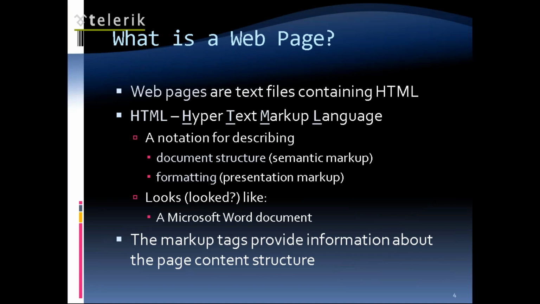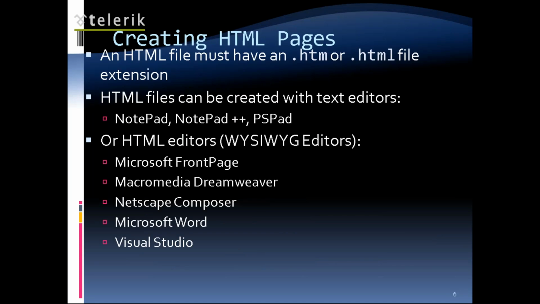So what is a web page? A web page is a text file containing HTML. HTML is nothing but Hypertext Markup Language, an annotation for describing document structure, semantic markup, formatting, and presentation markup, like a Microsoft Word document. All these things we can create with HTML. Markup tags provide information about the page content structure. Okay. To create an HTML page, we write the total HTML content.